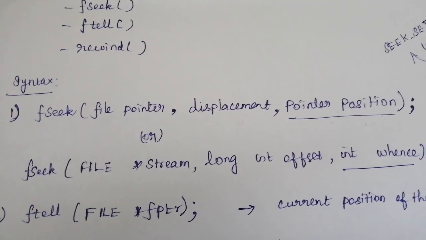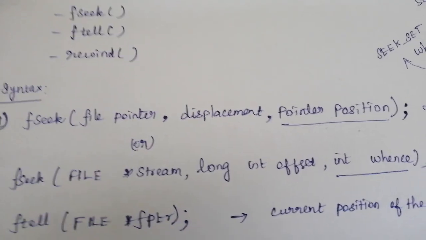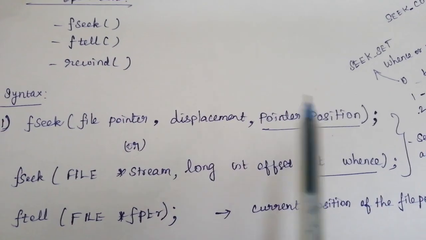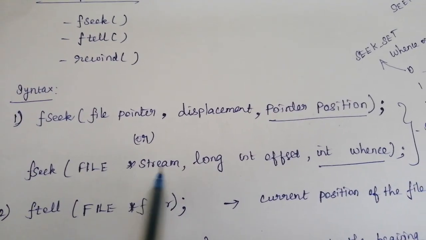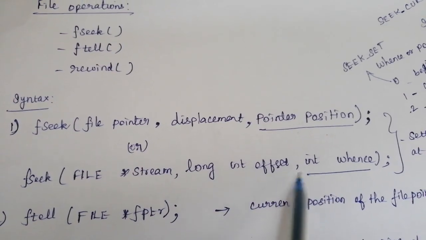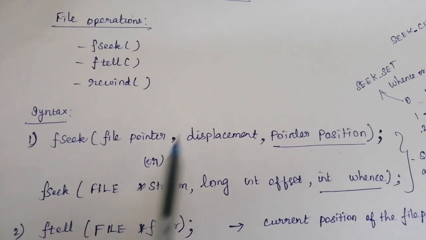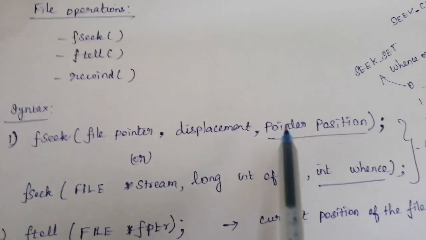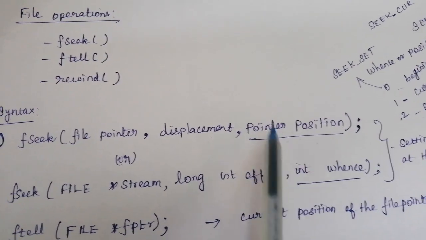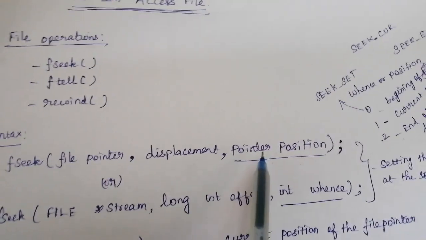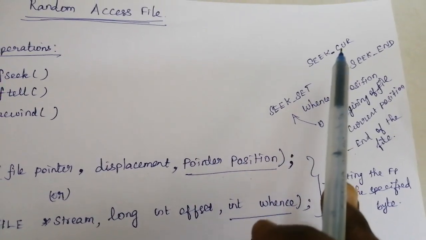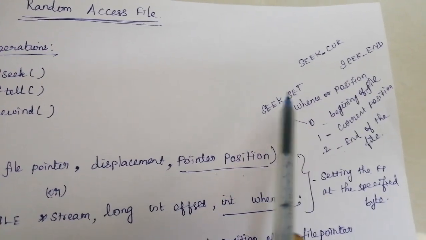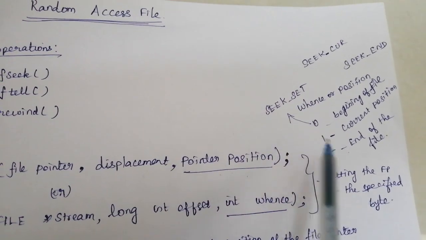Next we will see the syntax of the same. Fseek accepts three arguments: file pointer, displacement, pointer position. Or else we can write it as fseek of FILE asterisk stream, long int offset, int whence. Here the file pointer points to a file. Pointer position is an integer value. It has three names: SEEK_SET, SEEK_CUR or SEEK_END. They have built-in values 0, 1, 2.